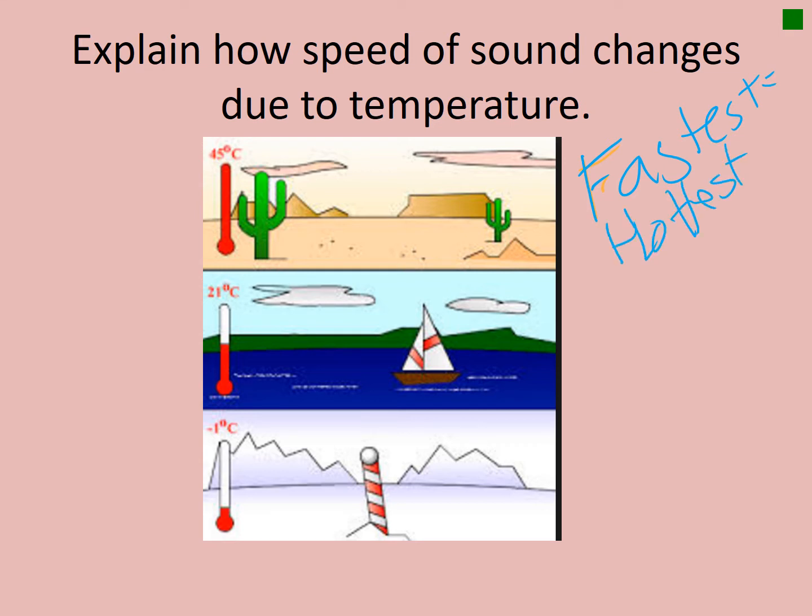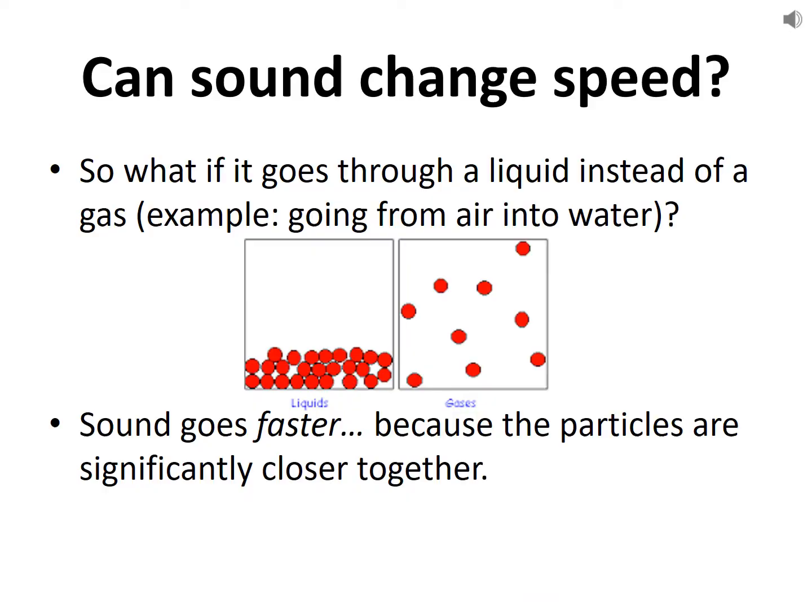And then where would be the slowest? This would be the slowest because it is the coldest. So these particles are moving so slowly. So to go from point A to point B, it will take a lot longer than if it is extremely hot outside where the particles are moving faster.